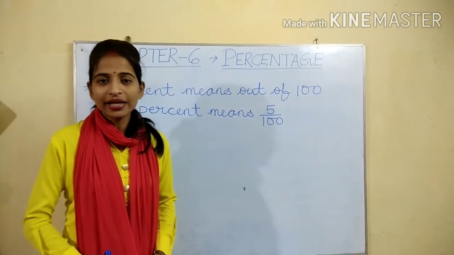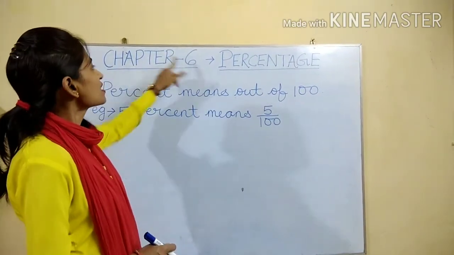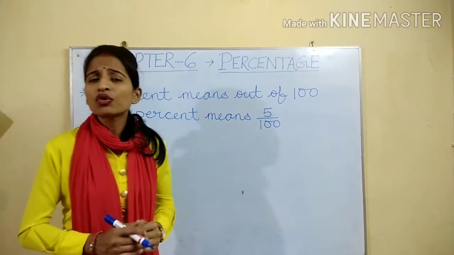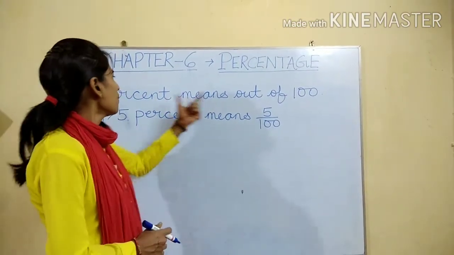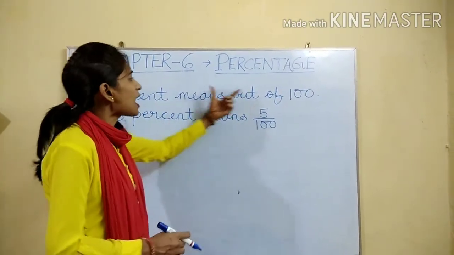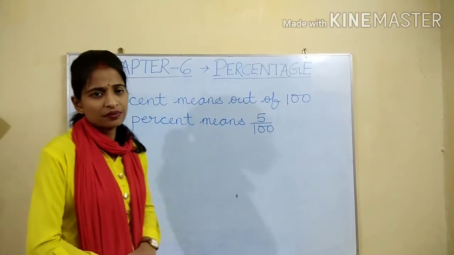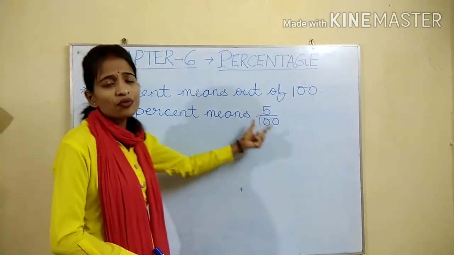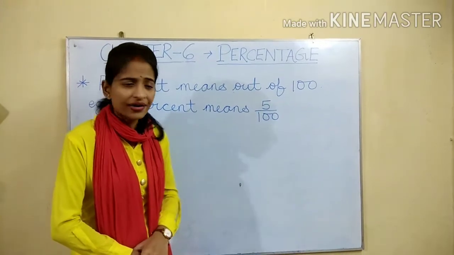In this session, we will begin chapter 6, percentage. So first we will know the meaning of the term percent. Percent means out of 100. For example, 5% means 5 out of 100.